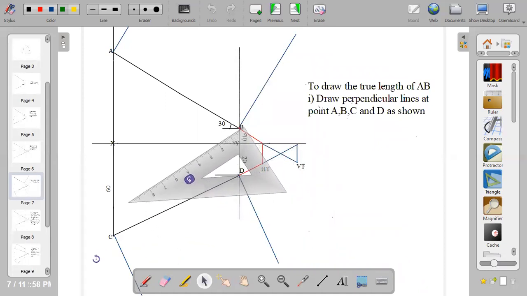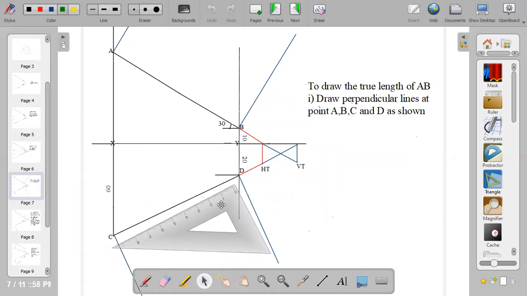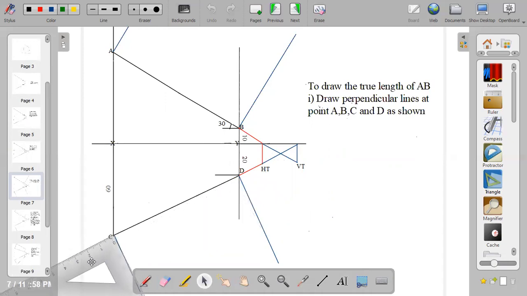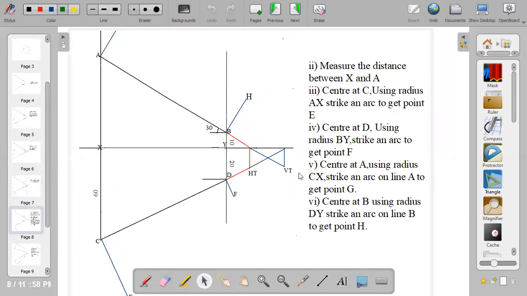Take it to C and D to draw the same. Take it to D, draw a perpendicular, take it to C, and also draw a perpendicular line. All right. We move on to the next step.